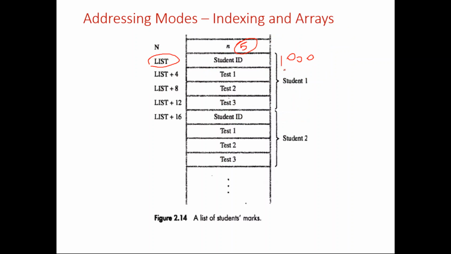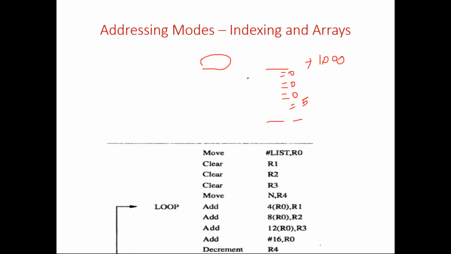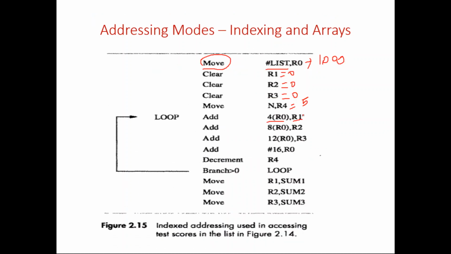If this is 1000, then this is 1004. The value at 1004 is nothing but the test 1 score. Say the test 1 score is 89; that will now be kept in R1. R1 will contain 89, which is the test 1 score of the first student. Then we do add 8(R0), R2. We are not changing R0. R0 is still 1000. 1000 plus 8 is 1008.